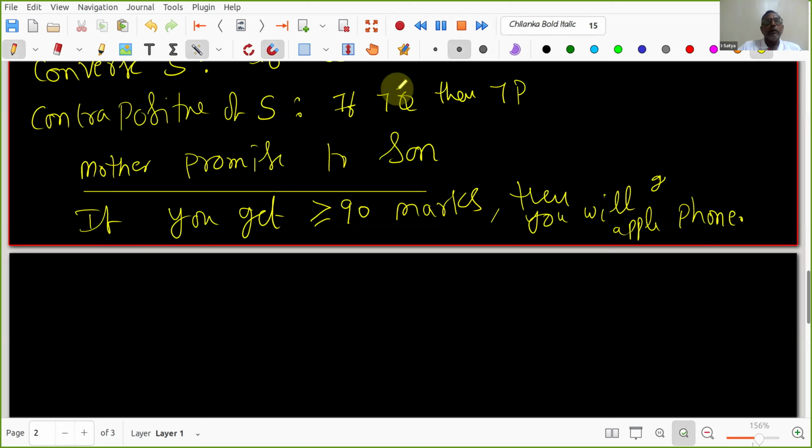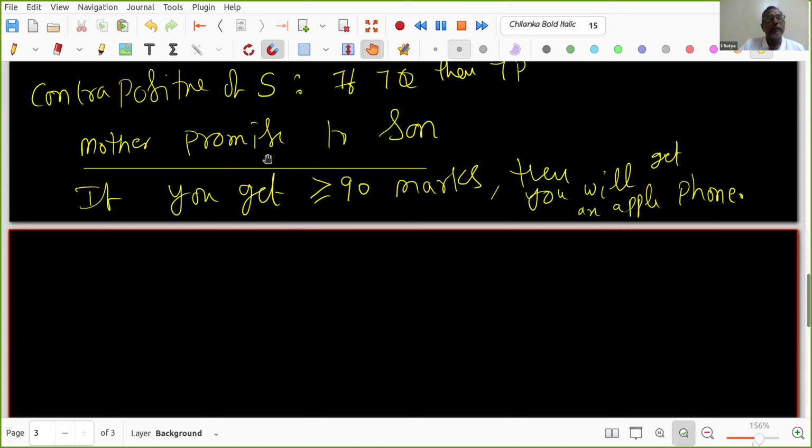But when does the mother's promise fail? When this is not true, in which case do you say that mother has not kept her promise? Of course it does not happen, but assume that mother did not keep her promise when this happens. What is the meaning of that? This is for understanding only, right?